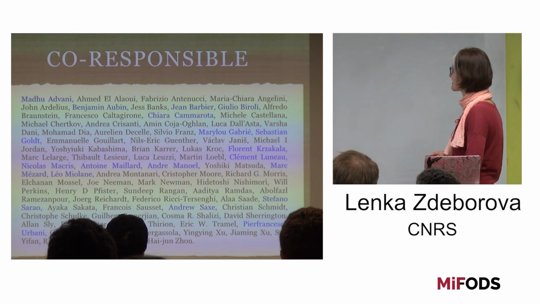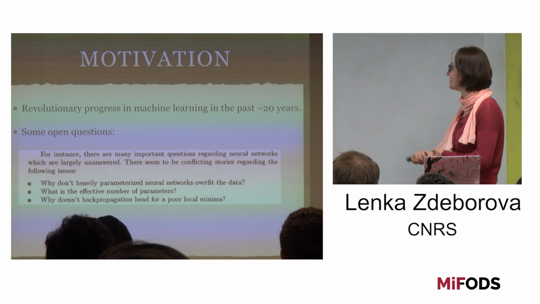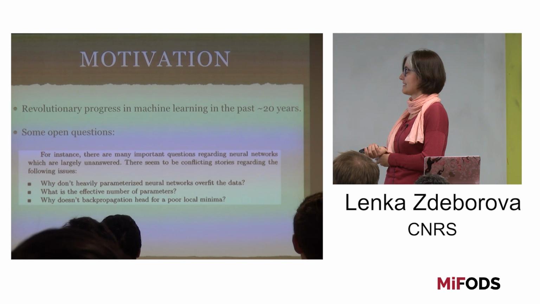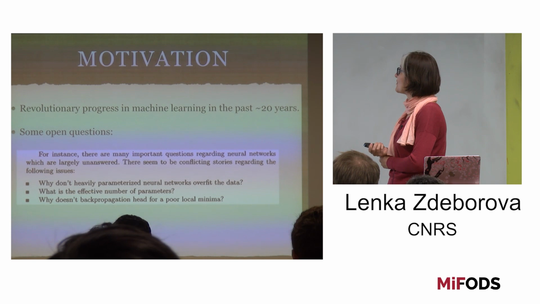So to start, I just have a few motivational slides. Everybody knows them, but I still say it, right? There is this revolutionary progress in machine learning that we are all observing, and some of the open questions that in theory we are looking at seem to be still mysterious and unanswered. Here I take a snapshot of an article that I have read recently. Maybe you know it, I didn't. Why don't heavily parameterized neural networks overfit the data? That's what we often think about.